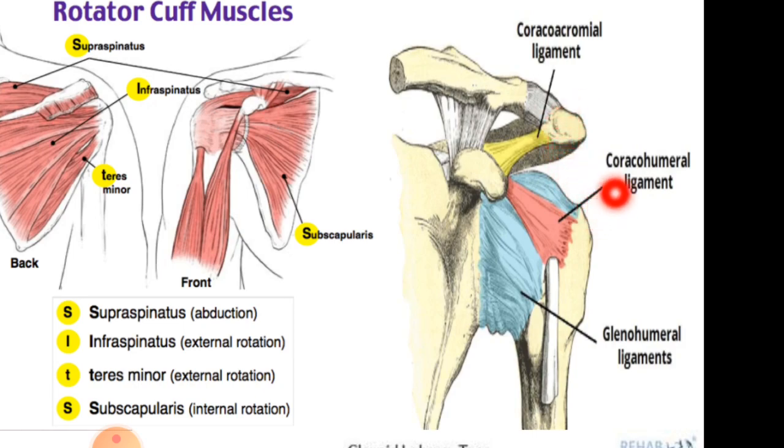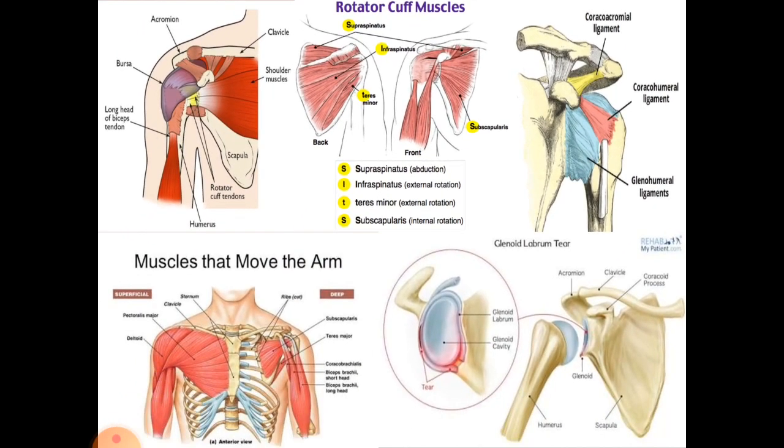Next, we have the coracohumeral ligament, and once again it is arising from the coracoid process, and it is inserting into the humerus. That's why we are calling it the coracohumeral ligament. Next, we have the glenohumeral ligament, and this is arising from the glenoid cavity, and it is inserting into the humerus. So these are some of the ligaments that are involved in the stabilization of the shoulder joint.